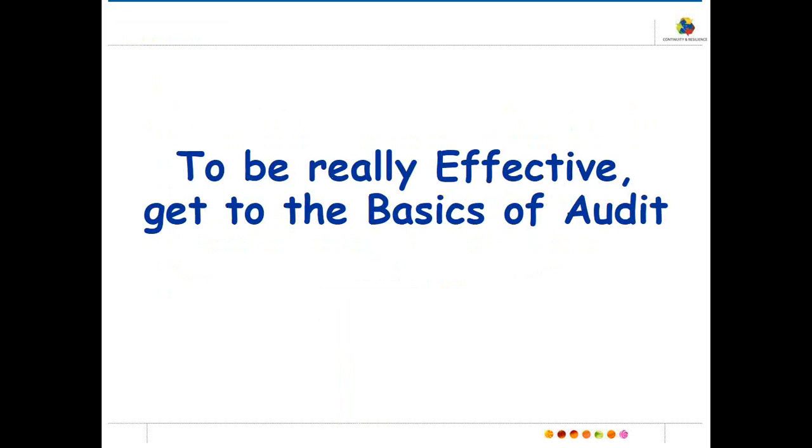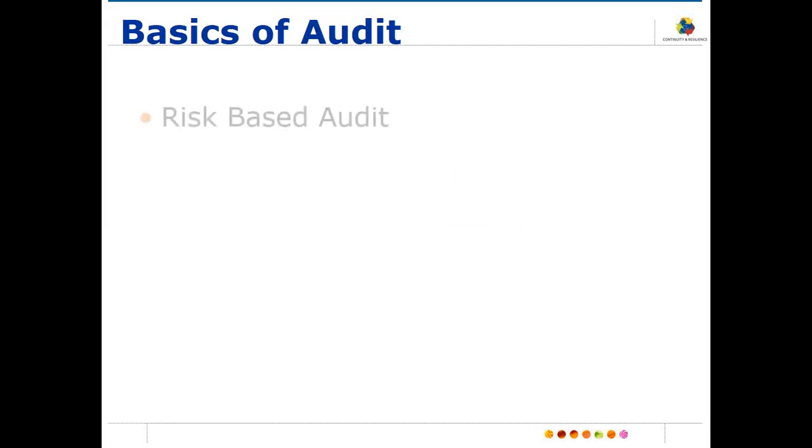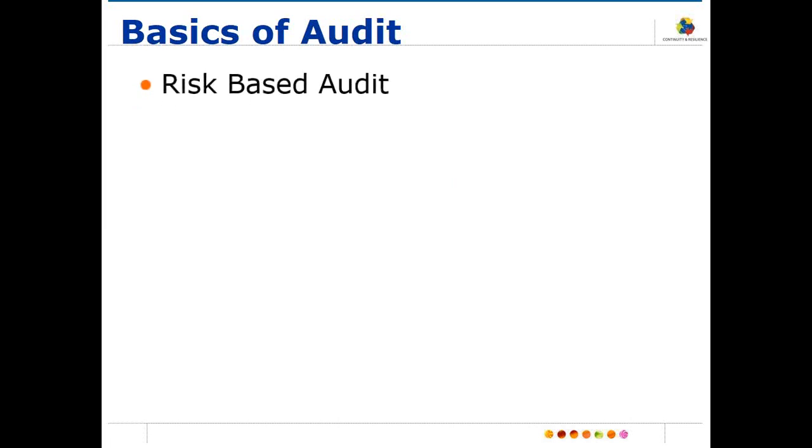Now, to be really effective in an audit, we need to understand and follow the basics of audit. My 20 years of experience told me that there is no yardstick, there is no set rule to be effective in an audit. If there is one, it is to stick to the basics, do the right job, and get the right outcome. So let us talk about the basics of audit. I'll talk about each bullet at a time.